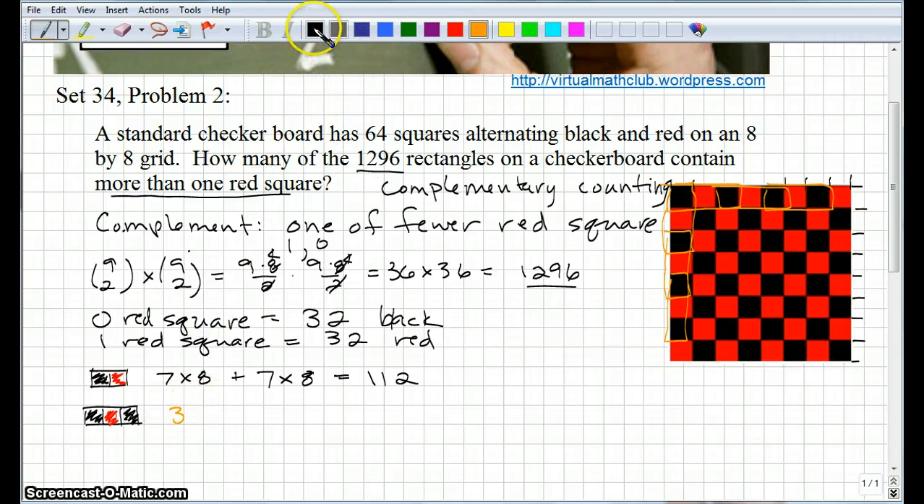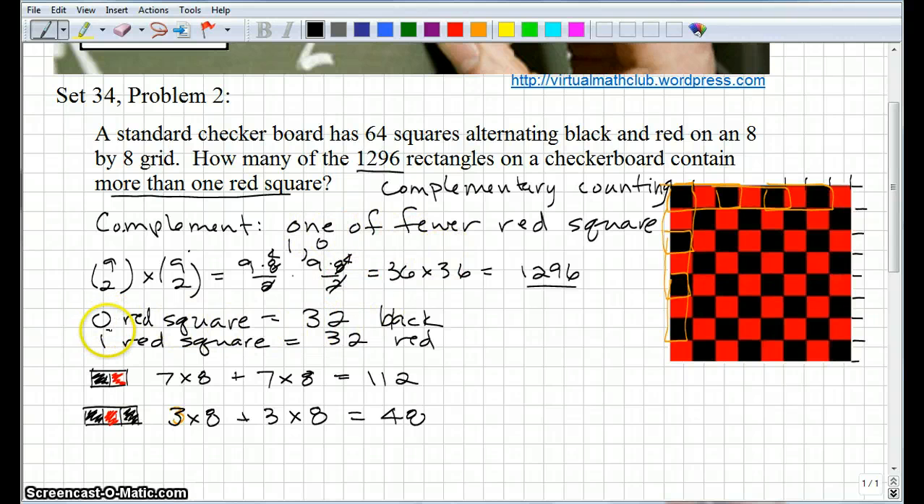Oops, I'm going to switch back to black. It'll be easier to see. 3 of those rectangles for each row, and 3 for each column. So 24 plus 24, that's 48. And I think that's all we can get. If we add any more rectangles, we end up having to include another red. And we're looking for the complement, which is 1 or fewer.